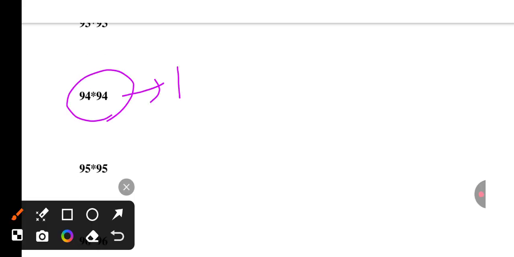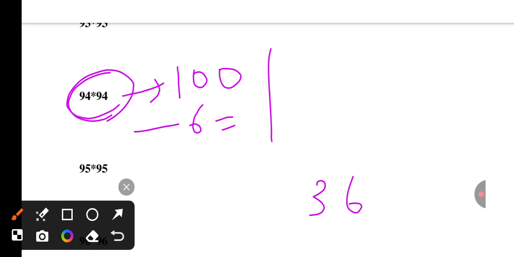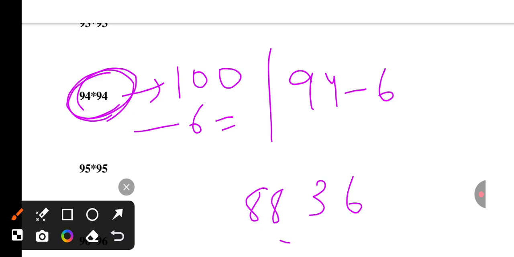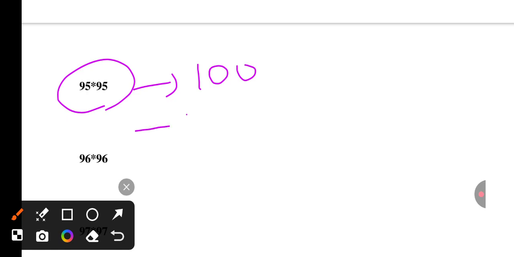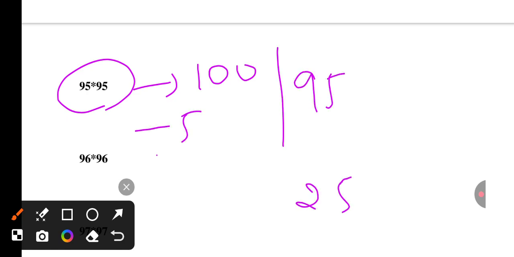Next, 94, compare with 100, it is 6 less. 6 square is 36. Next step is deduct this 6 from 94, means 94 minus 6. Okay, it is 88. 8836 is the answer of 94 square. Next, 95 square. Again compare to 100, it is 5 less. Do 5 square, that is 25. Next step is 95 minus 5. This is 9025, the answer of 95 square.